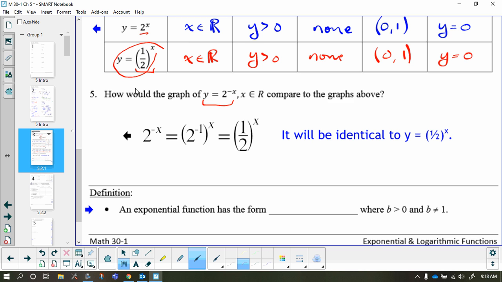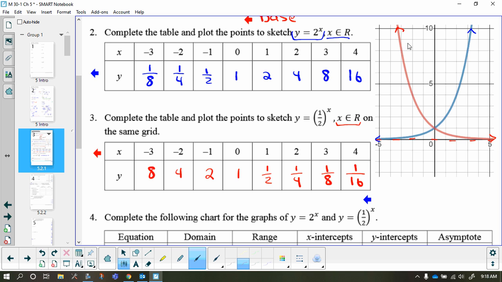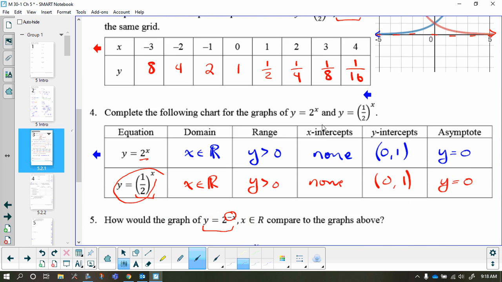Now we could look at it as they have different bases, or we could look at it and say, what does that negative do if I have a negative sign with the x? That changes x's, which means it's a reflection in the y-axis. So as we look back up here, we can see that the red graph is a reflection in the y-axis compared to the blue graph. We get that by doing the reciprocal of the base, or by putting a negative in the exponent with the x.